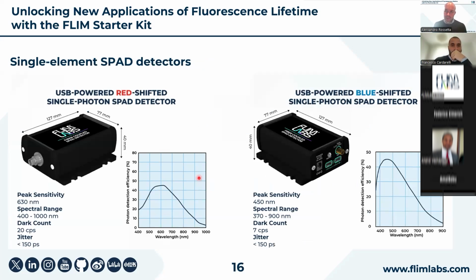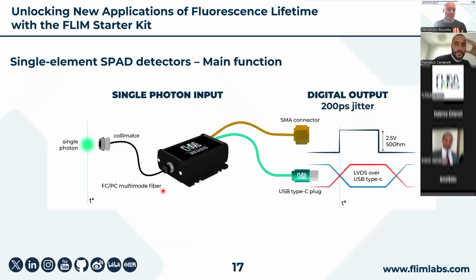Now, let me move and talk about the SPAD detectors. We have two versions of the SPAD detectors, both of which can be USB powered and both of which are fiber coupled. One is more blue shifted, with a peak sensitivity around 450 nanometers, and the second version is identical. The only thing that changes is the spectral sensitivity, which peaks at 633 nanometers.